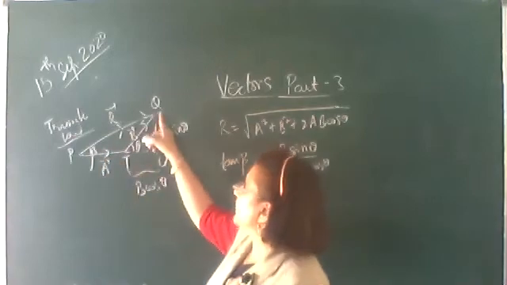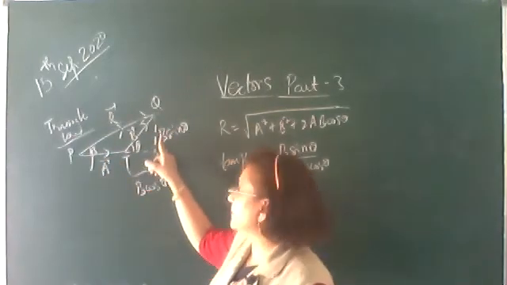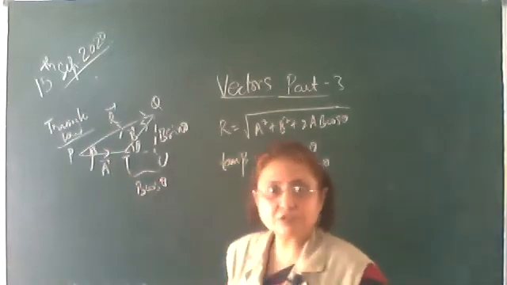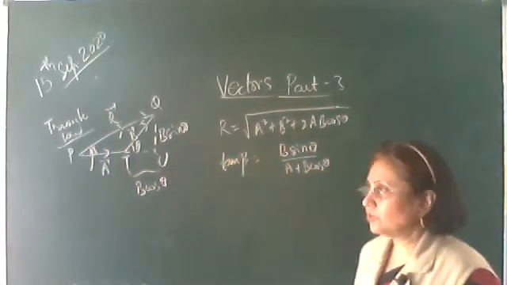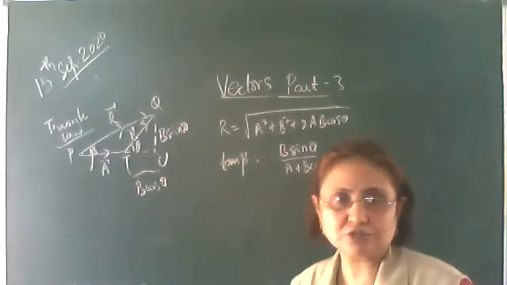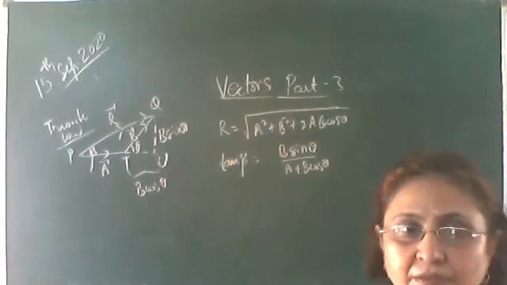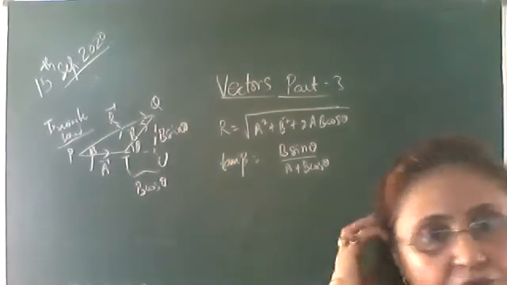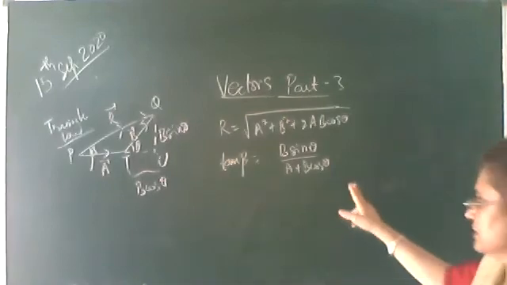Tan beta is perpendicular upon base. Perpendicular is B sin theta, and what is the base? A plus B cos theta. So you get the same formula. So you will do it using triangle law also. Is that clear? Everybody, can you do it? Yes, ma'am. Exactly in the same way.